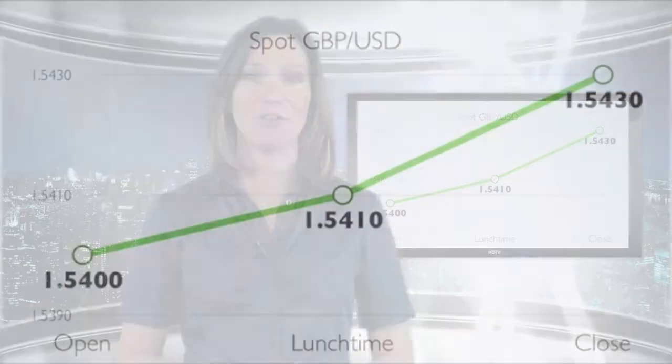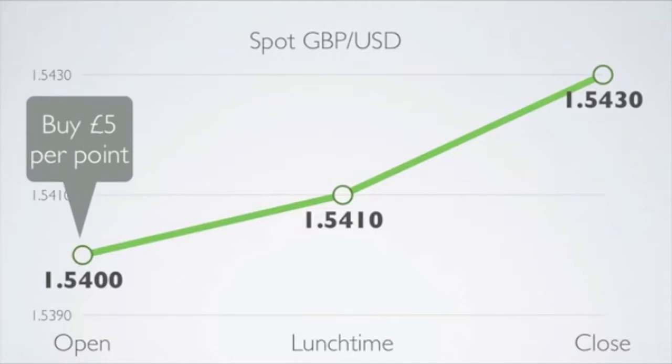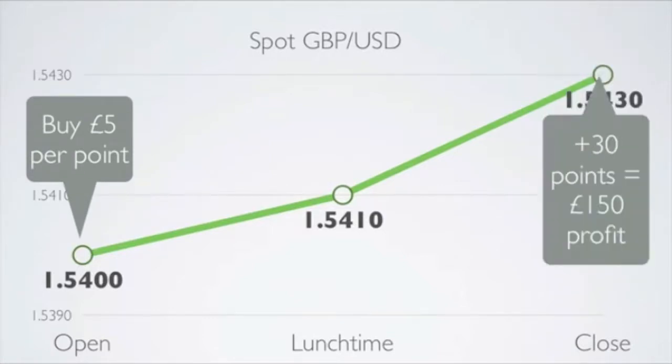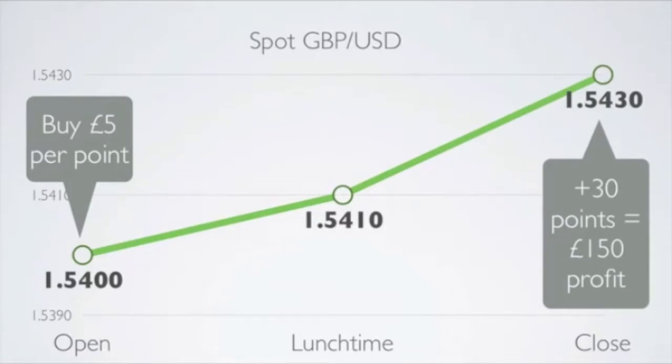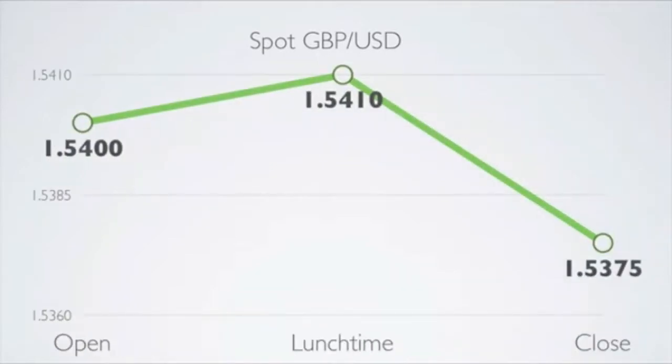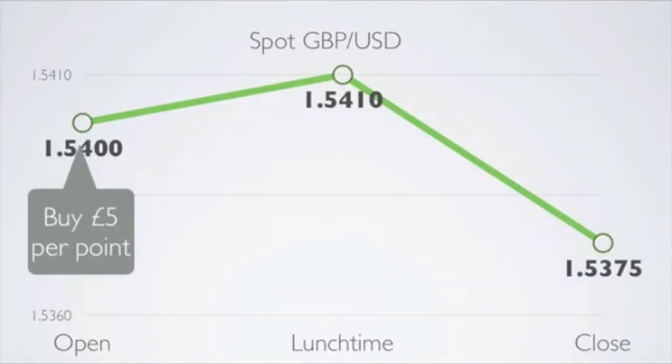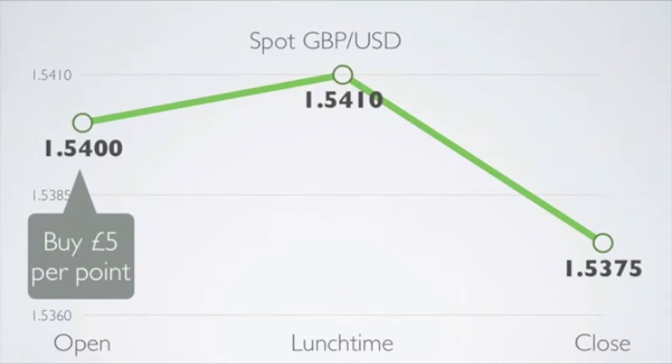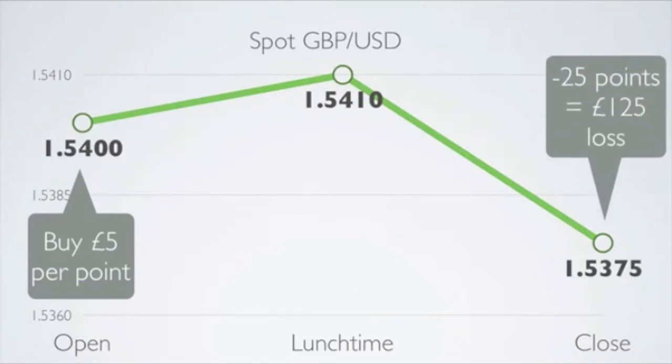To give an example of a spot pound versus the dollar bet, if you placed a £5 buy with Spreadex at 15,400 and the market closed at 15,430 that day, you would make £150, your 30-point difference from your winning bet multiplied by your £5 stake. However, if the market had closed down at 15,375, you would have lost £125. The 25-point difference from your losing bet multiplied by your £5 stake.